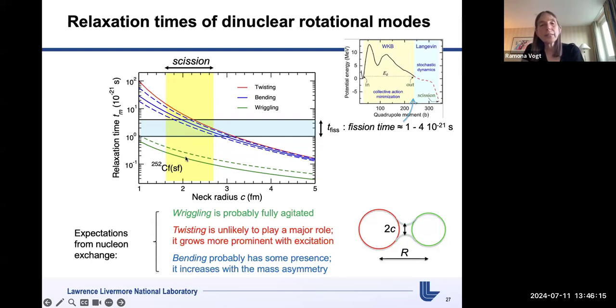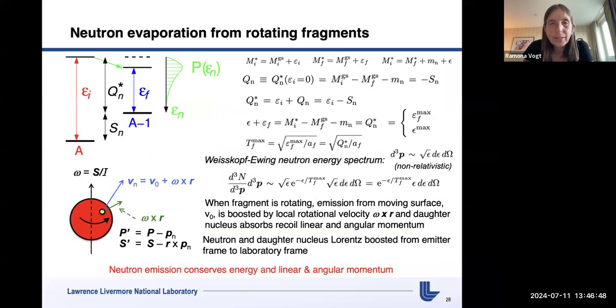In the yellow region, it depends on whether these curves intersect the blue band or fall below it. If they fall below it, then they're definitely fully agitated. If they're somewhere in between, then they're likely to be agitated. But the twisting is less than the bending. So it's a good question how important they are relative to each other.